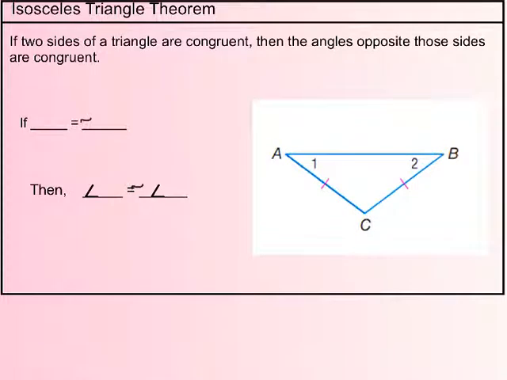Okay, hey ladies and gentlemen, this is Miss Humbert here, and today we're going to be going over Unit 3, Notes 4. So we're going to be talking about isosceles and equilateral triangles a little bit more in depth and learning some theorems about them.